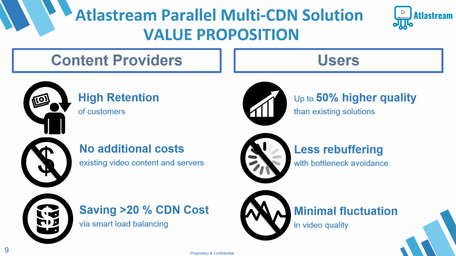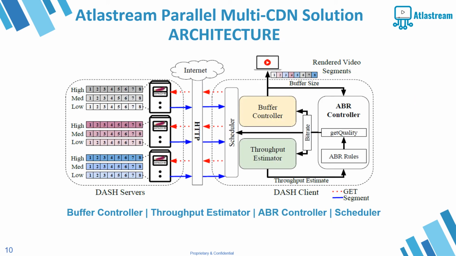The Atlas Stream parallel multi-CDN solution provides content and player providers with higher retention of customers without any additional costs, more than 20% CDN cost saving, and automatic and dynamic CDN selection. For end users, it provides more than 50% better video quality, fewer rebuffering events, and high quality stability. The essence of the Atlas Stream parallel multi-CDN solution is to maximize user satisfaction while playing video at the highest possible quality, avoiding rebuffering, frequent changes in quality, and long startup delays.